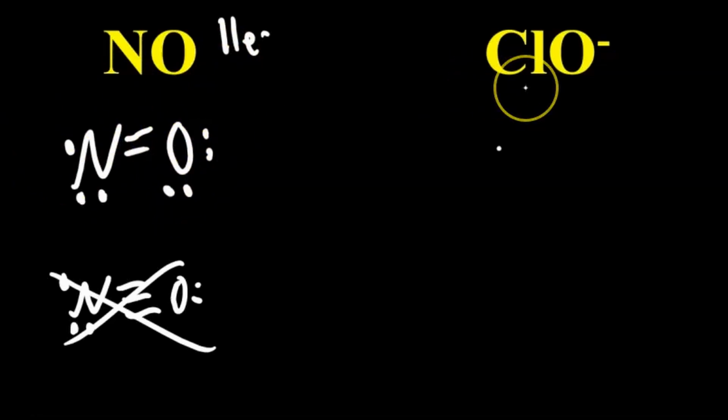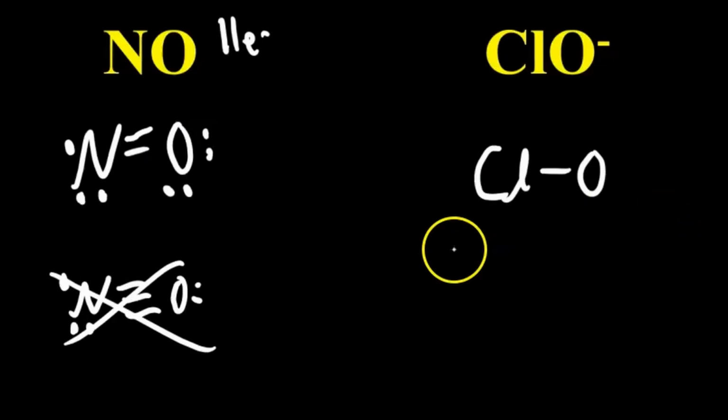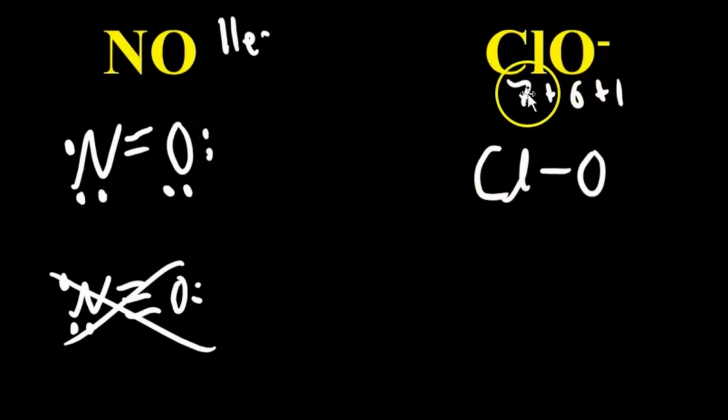Okay, ClO minus. We'll connect the atoms, and then we'll add the electrons. Chlorine is right here, and starting from the left, 1, 2, 3, 4, 5, 6, 7. So chlorine has 7 valence electrons. Oxygen has 6 as before, if we count from the left, plus 1 for the charge, because it has 1 more electron than expected. That's why it's negatively charged.